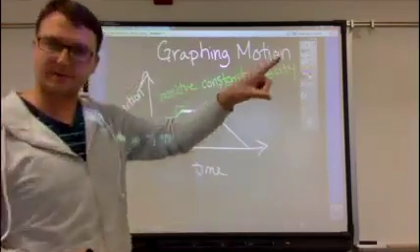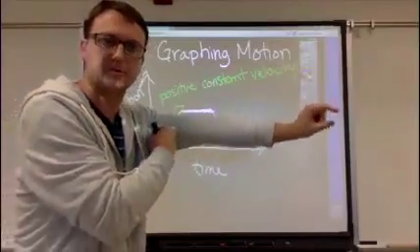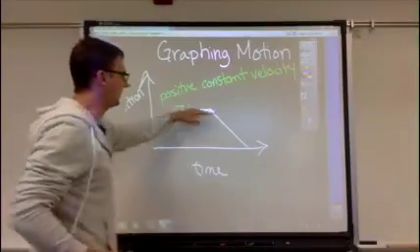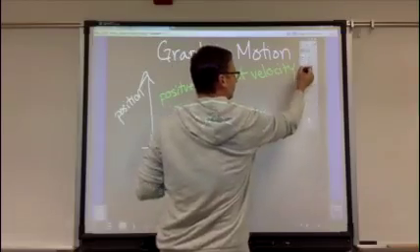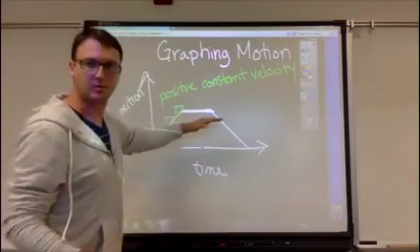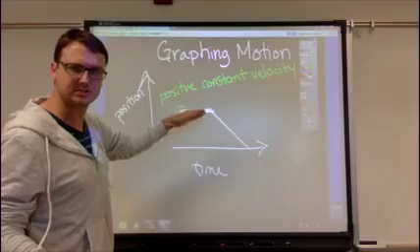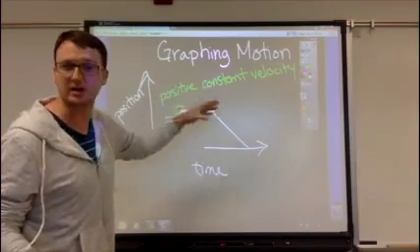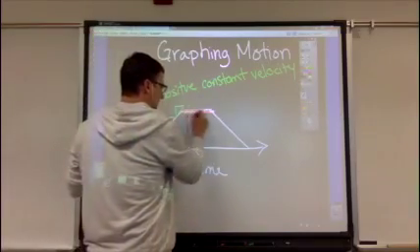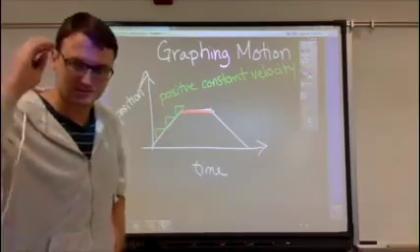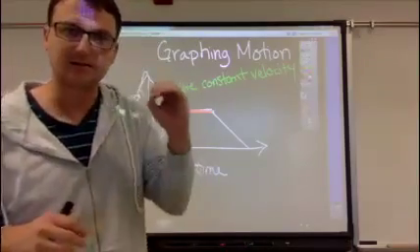Because they are going away from their starting point, so they have a positive direction. Now, what happens here in the middle? Were they moving at all? Were they just staying still, or were they going at constant speed? Well, honestly, they were going at constant speed, and that constant speed was 0.